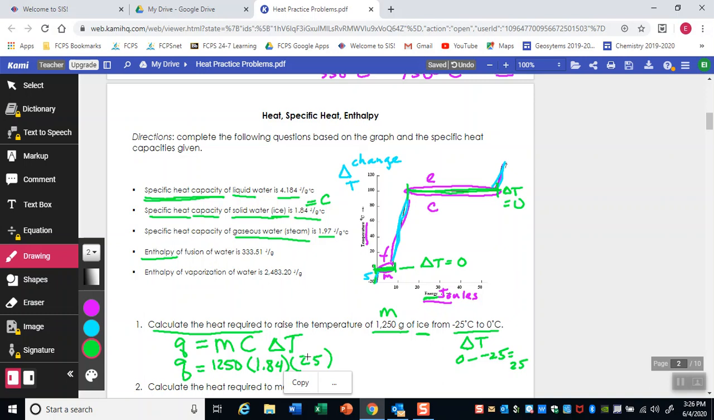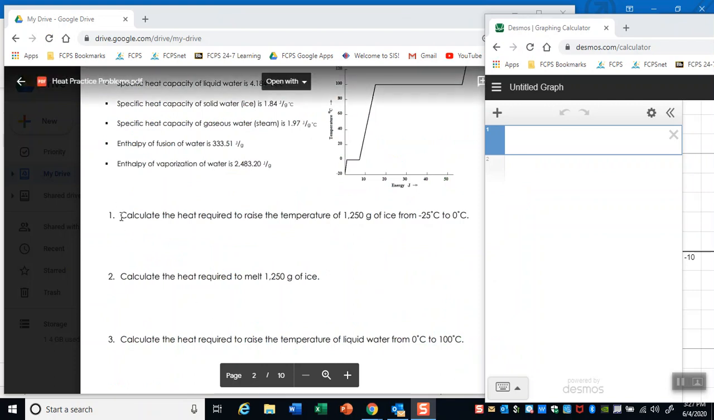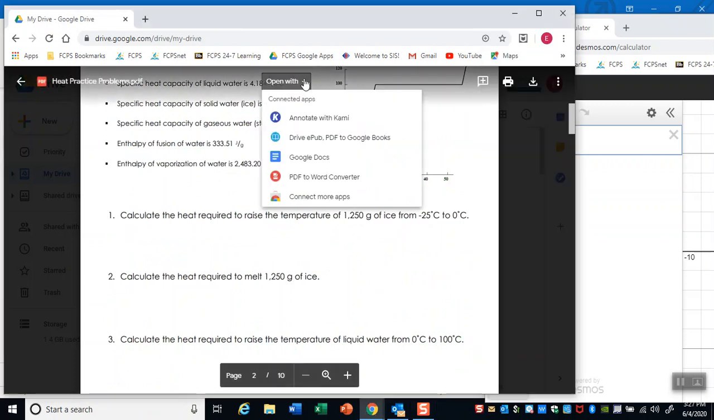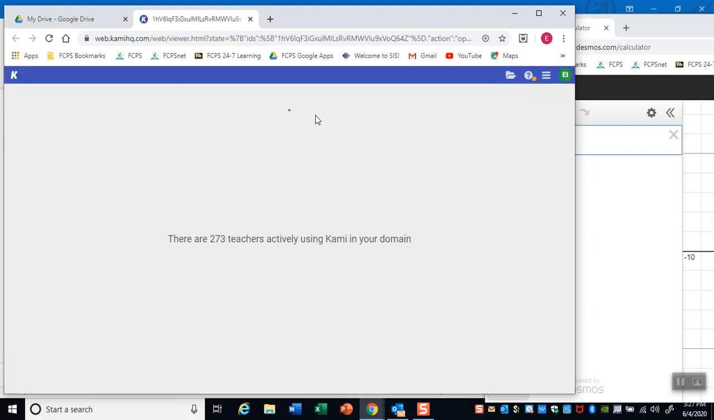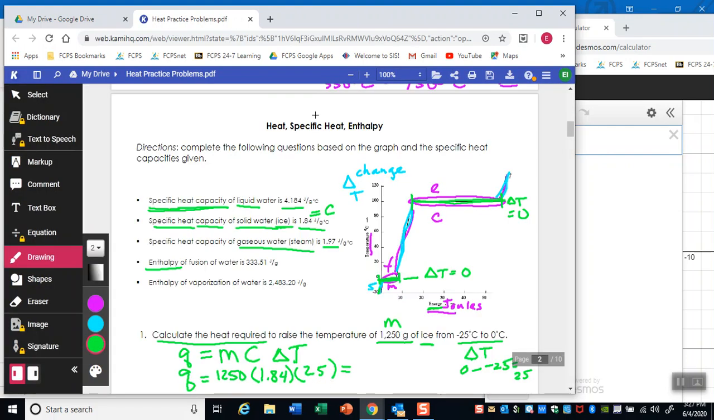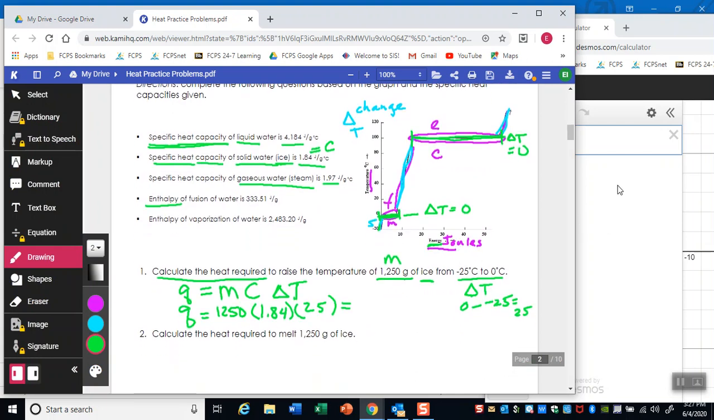Then you would just go on to your calculator and figure out what the product is after you multiply all. Now, when I went to get my calculator, I erased everything, so I'll write it back on here. I got to open it with Kami. I would suggest that you all get this app to be able to write on a PDF. It's really nice. There's my stuff.